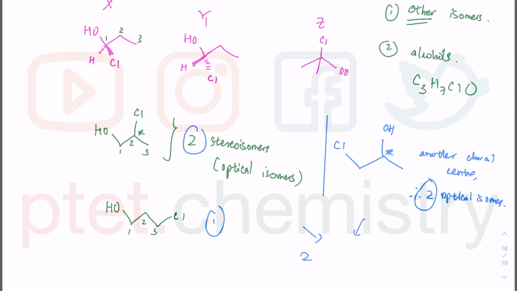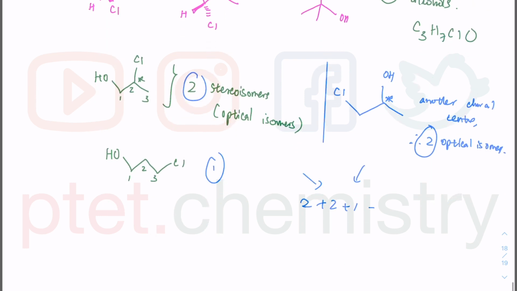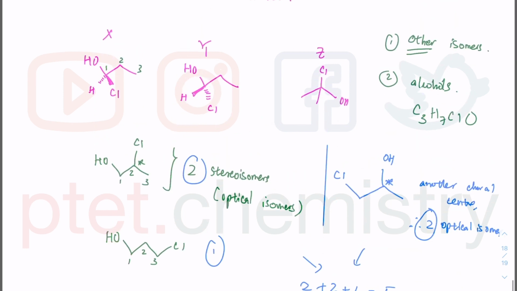So altogether, 2 plus 2 plus 1 is equal to 5 other stereoisomers and structural isomers. Right, so this is just a position isomers where you could see the HO and Cl are on the same carbon. The HO and Cl are on different carbons, but I just swap them around.